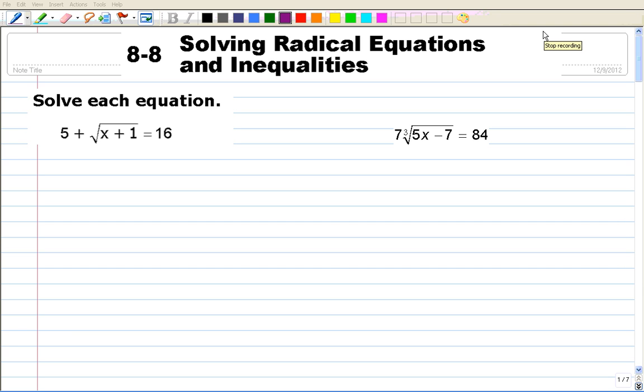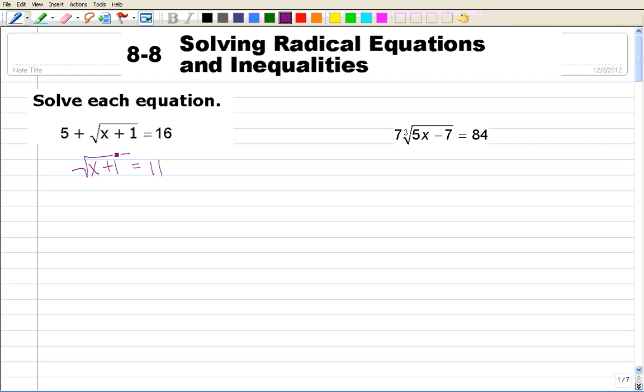Hey everyone, let's work through some examples from Chapter 8, Section 8, solving radical equations and inequalities. On these first ones, we're going to solve each equation. So we have 5 plus the square root of x plus 1 equals 16. To solve for x, I need to get that x by itself. First of all, I'm going to subtract 5 from both sides. So I have the square root of x plus 1 equals 11.